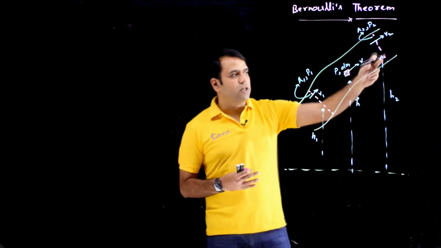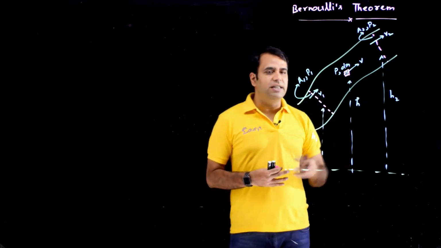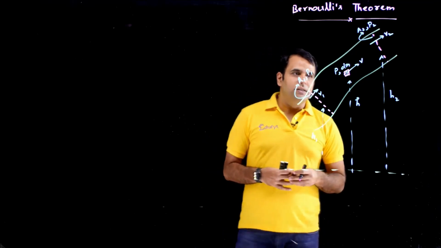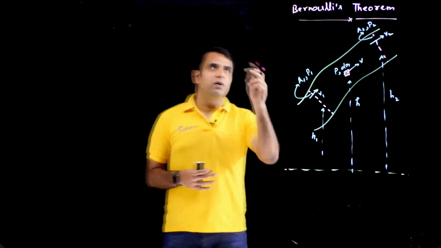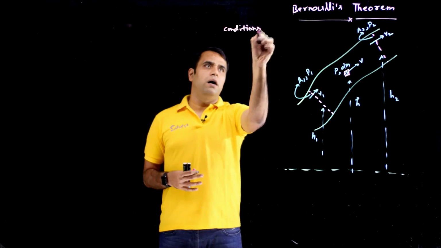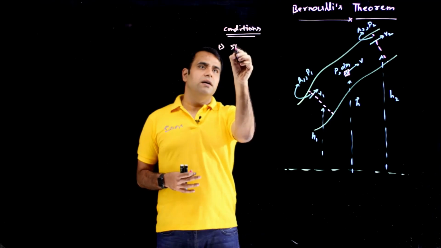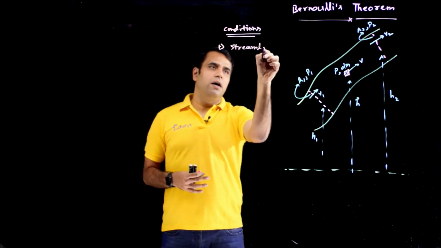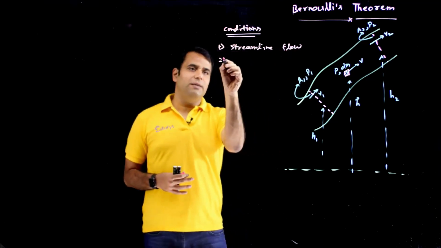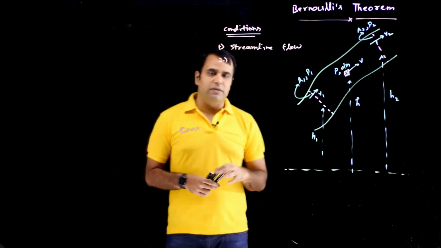So this is our test volume and we want to calculate the mechanical energy within it. If we put a condition that there is no external agent and no friction, we can conserve that mechanical energy. So first of all, let's write the conditions for Bernoulli's theorem. The first and foremost condition is streamline flow. The flow has to be streamlined, otherwise we cannot proceed any further.